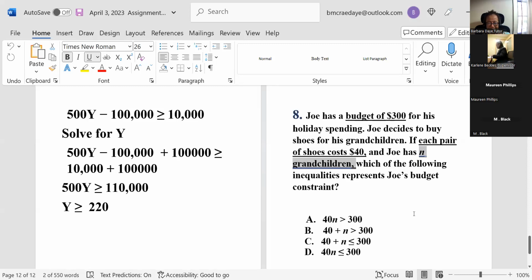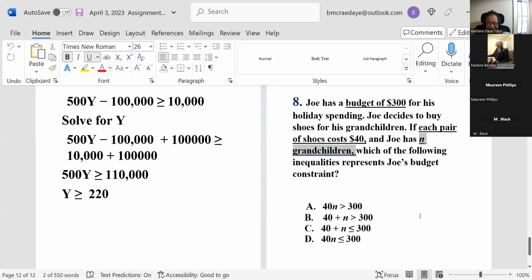Did she say 9 grandchildren? So it's got to be $40 a pair of shoes plus... wait a minute. Why plus?